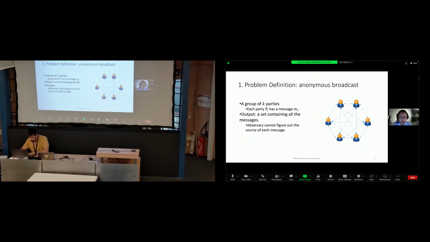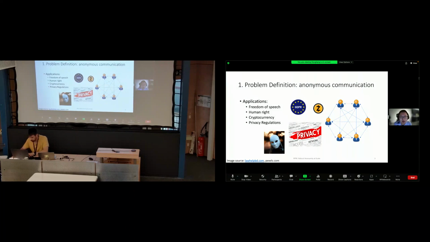Namely, we can know the content of each message, but we should not be able to know who sent which message. So this linkability is something that we want to protect. In general, anonymous communication has a lot of applications. For example, it is a good tool to support freedom of speech, such as for whistleblowers. Also, in many regions, anonymity is treated as one of the human rights. Also, in the cryptocurrency world, anonymous communication can be used to achieve anonymous transactions. And privacy regulations such as GDPR also treat anonymity as one way to provide data privacy.